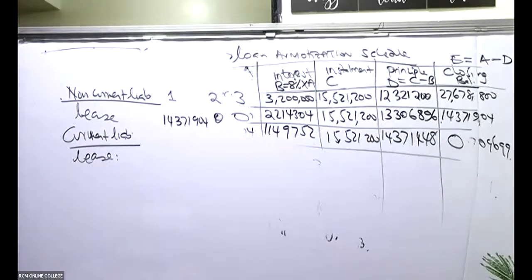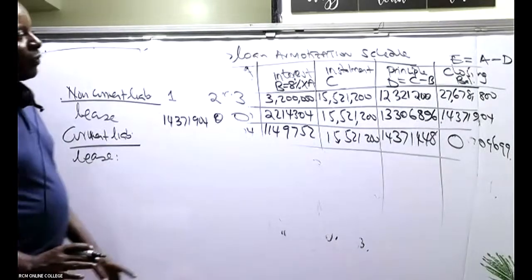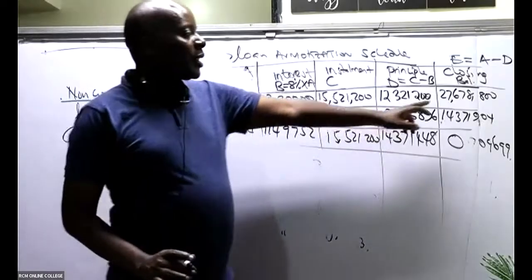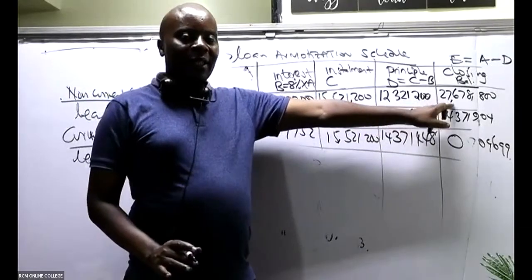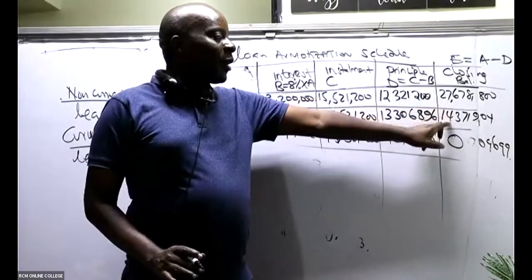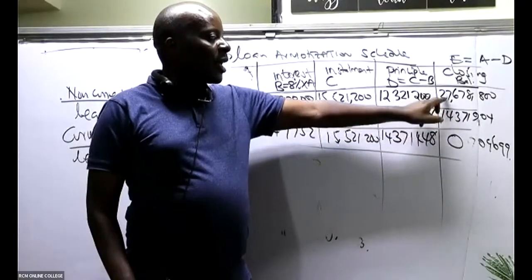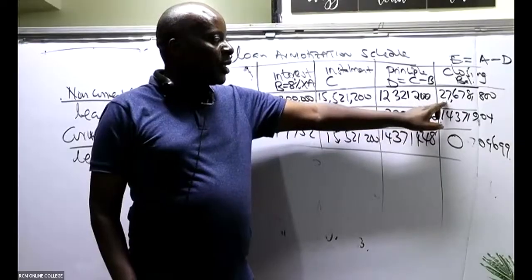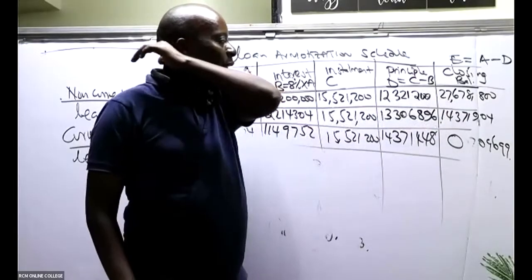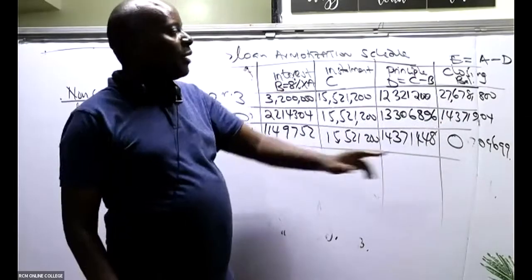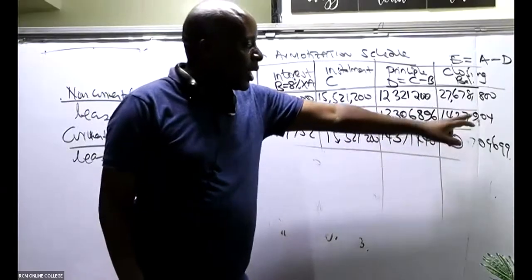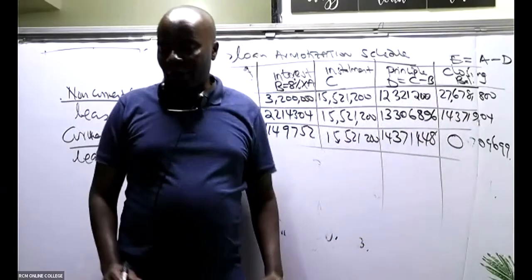So then we will ask ourselves, initially we had 27 million and something, but something must have been paid for us to arrive at 14. Can somebody give me the difference between this and this? Take here 27,678,800, you say minus 14,371,904. Somebody please give me that.